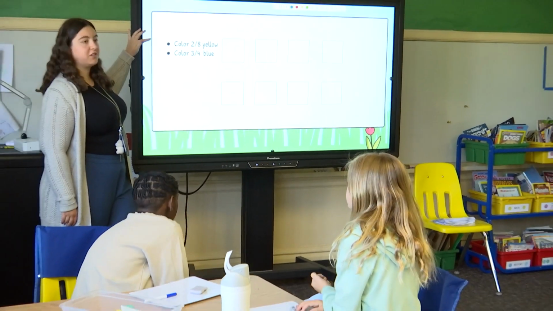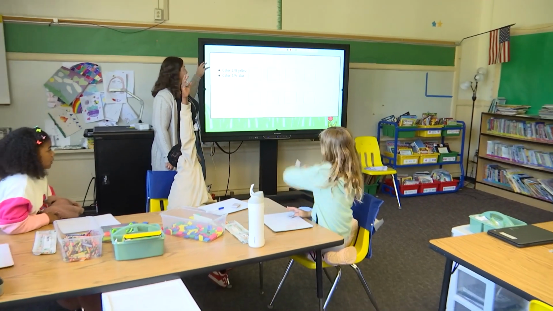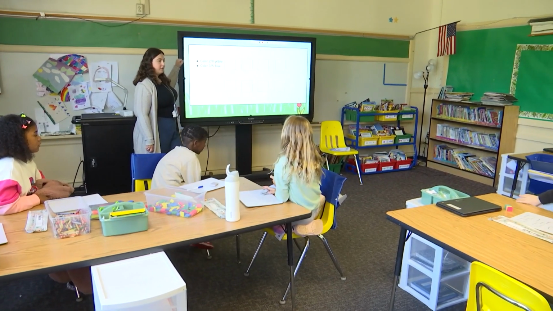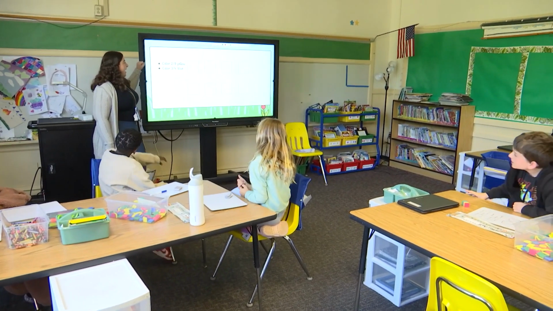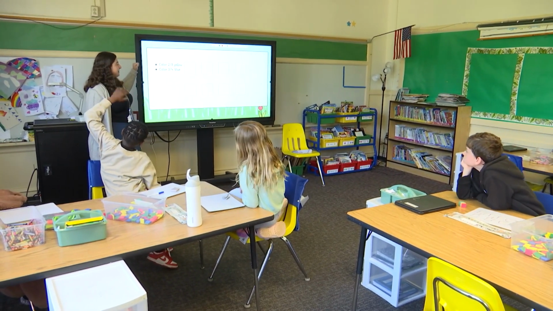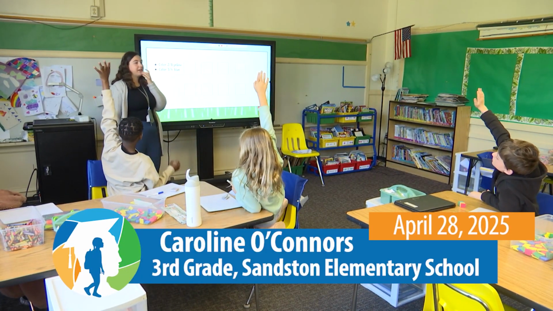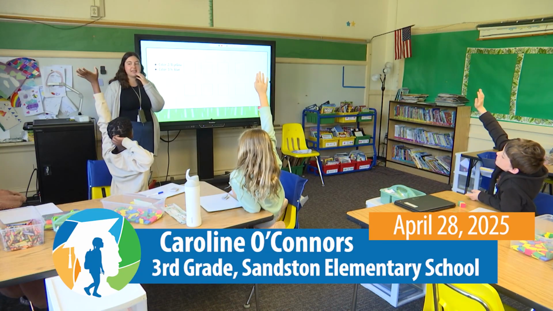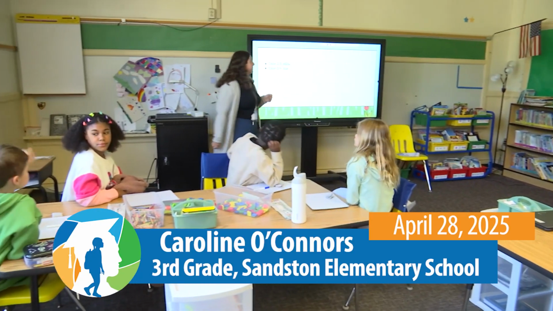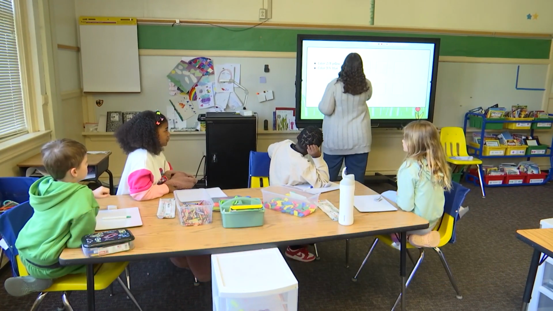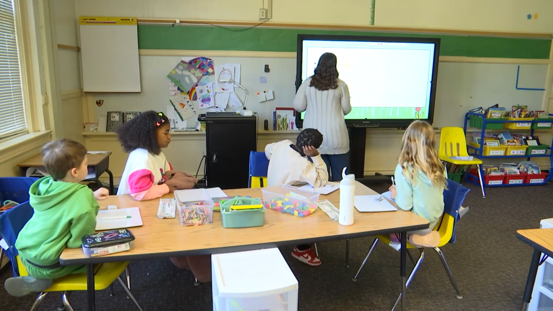So what's our first clue? Does anyone want to read this for us? Marshall, what's our first clue? Color 2/8 yellow. Okay, so if we're going to color 2/8 yellow, who wants to tell me how many tiles should I make yellow on here? How many should I make yellow? Hunter? 2. 2, exactly. I'm going to make 2/8 yellow.